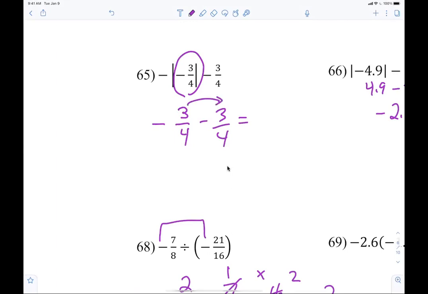What's that? -3 and -3 is what? Are you with me? So now we reduce that to -3/2. Agreed? Yeah. You sure? I didn't get it, but now I see it. Okay, that's what I'm interested in.